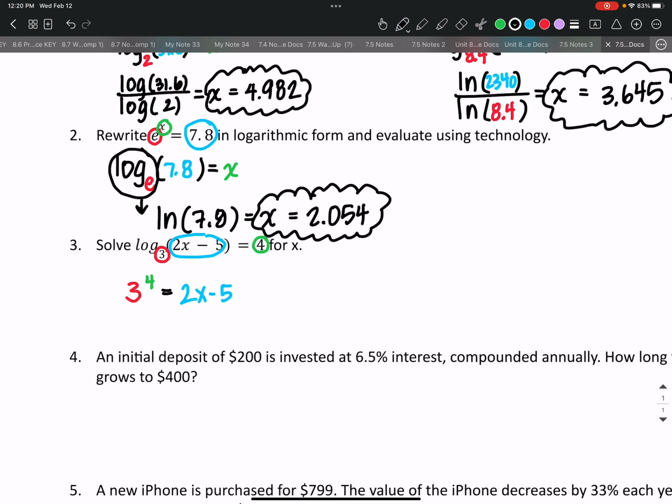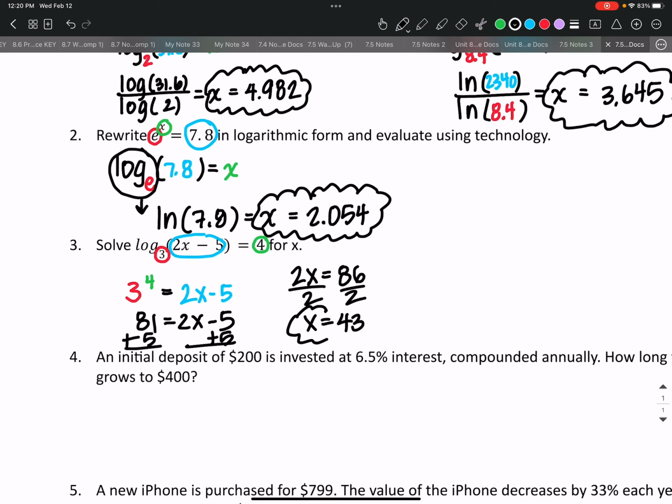I can solve this problem. 3 to the 4th power is 81, and this is something I've seen many times before, a one variable equation, and it is a linear equation also. I'm going to add 5 on both sides, and I have 2x is equal to 86. Then divide both sides by 2, x is equal to 43.